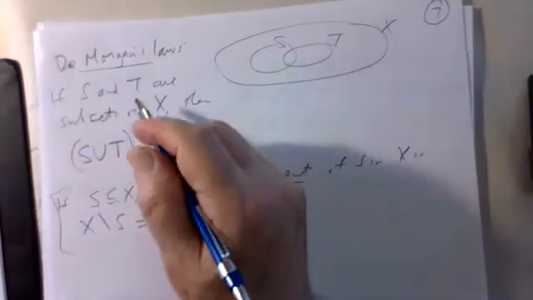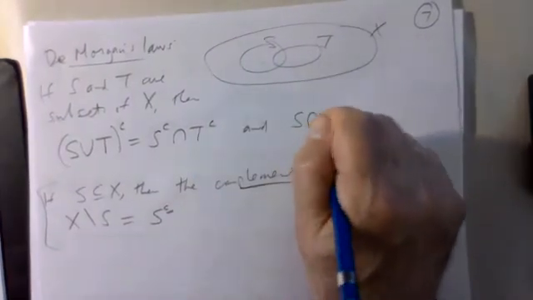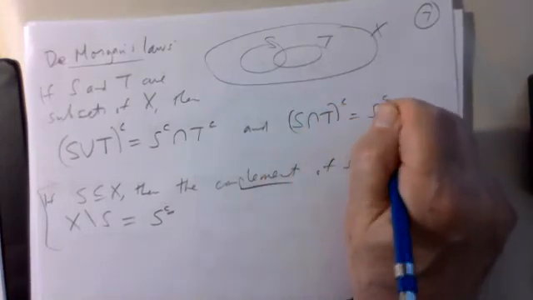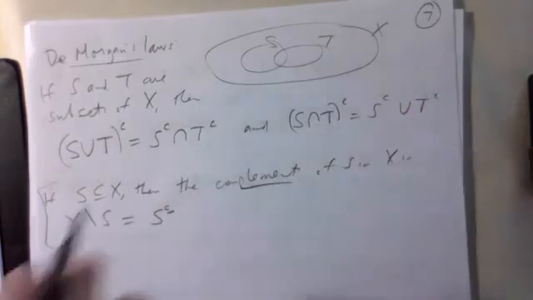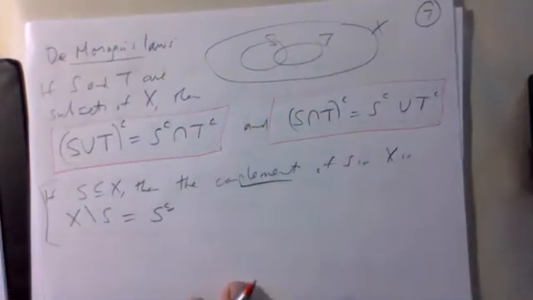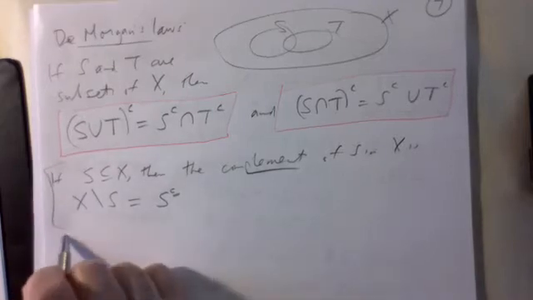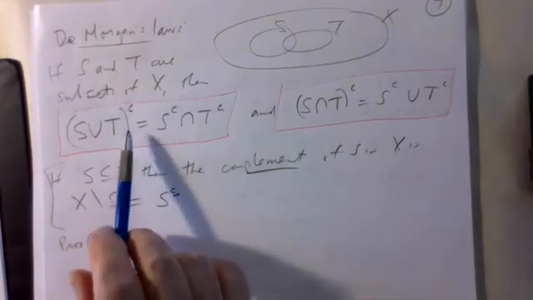And De Morgan's laws, there are two of them. The first says that if I take the complement of S union T, that's the complement of S intersected with the complement of T, and the complement of S intersect T is the complement of S union the complement of T. So these statements are called De Morgan's laws. Let me give a proof of one of them. Let me give a proof of the first.